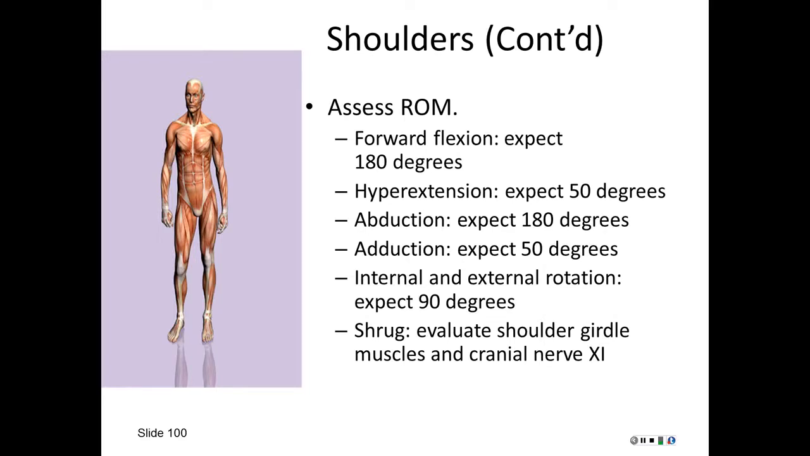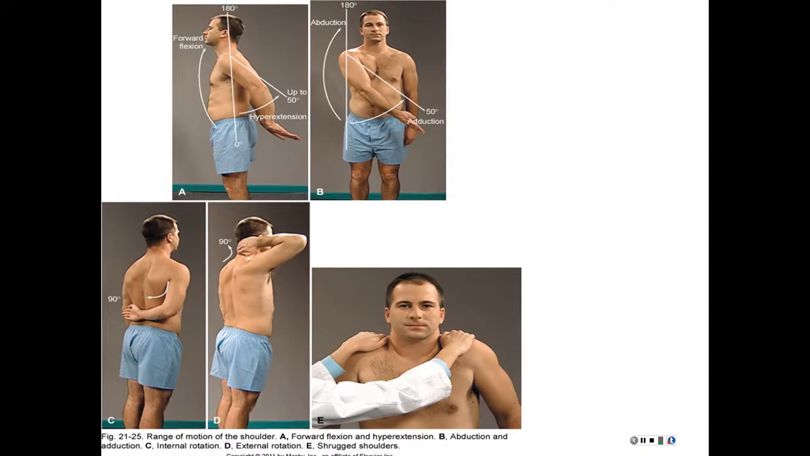Shoulders, look at the range of motion: forward flexion, hyperextension, abduction, which is going away from the body, adduction, going towards the body, internal and external rotation, shrugging the shoulders, and I'm about to show you pictures of all of that. Looking at picture C, you're going to do internal rotation, and D is external rotation of the shoulders.